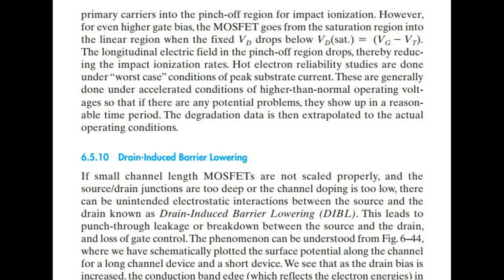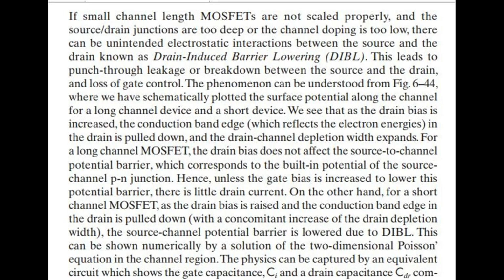This leads to punch-through leakage or breakdown between the source and the drain, and loss of gate control. The phenomenon can be understood from Fig 644, where we have schematically plotted the surface potential along the channel for a long channel device and a short channel device. We see that as the drain bias is increased, the conduction band edge, which reflects the electron energies, in the drain is pulled down, and the drain channel depletion width expands.